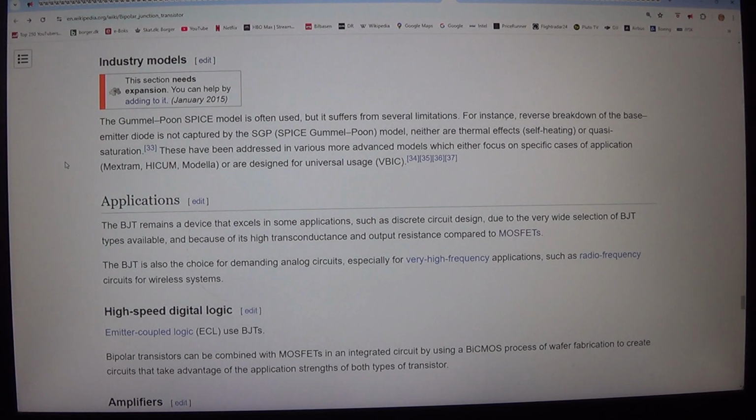January 2015. The Gummel-Poon SPICE model is often used, but it suffers from several limitations. For instance, reverse breakdown of the base-emitter diode is not captured by the SGP, SPICE Gummel-Poon model, neither are thermal effects, self-heating, or quasi-saturation. These have been addressed in various more advanced models which either focus on specific cases of application, Mextram, HICUM, Modella, or are designed for universal usage, VBIC.